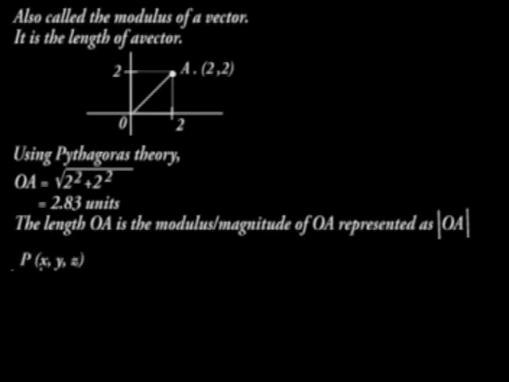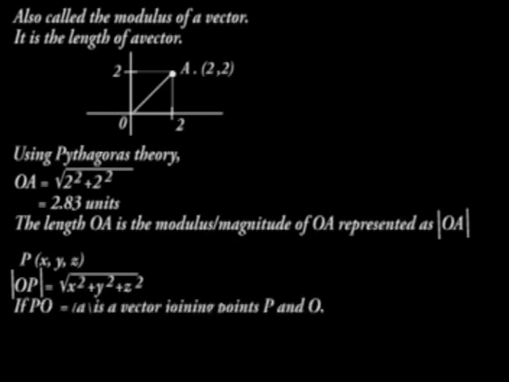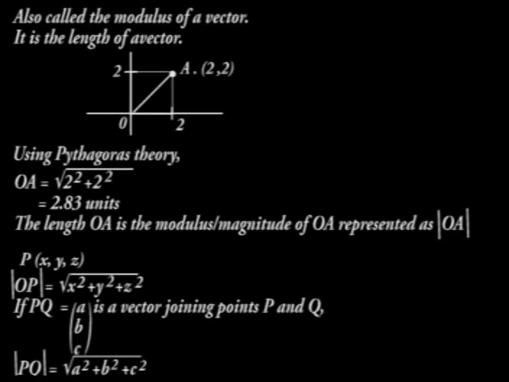In general, for a point P(x, y, z), the modulus of OP is given by square root of x squared plus y squared plus z squared. If PQ is equal to (a, b, c), a vector joining points P and Q, then the modulus of PQ is equal to square root of a squared plus b squared plus c squared.